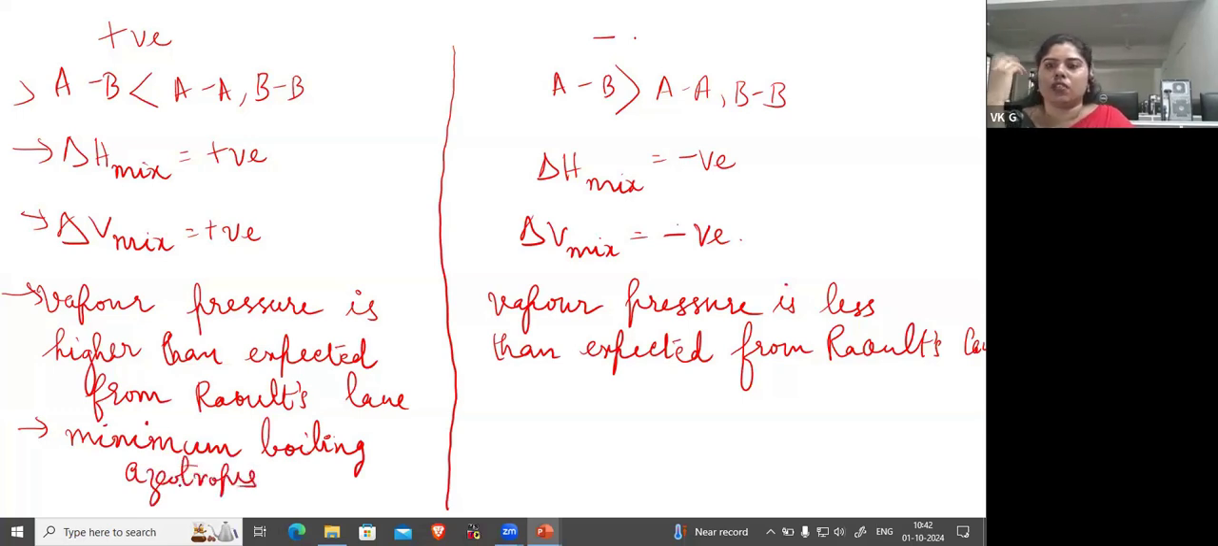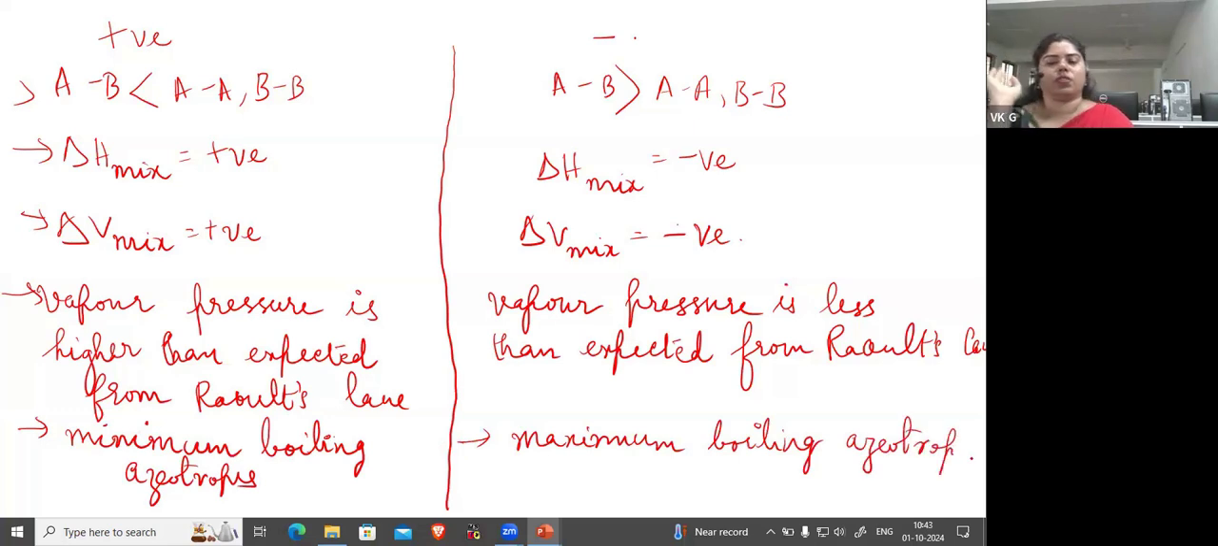The word looks like you're hearing it for the first time. Actually, it's easy, I'll tell you. Minimum boiling azeotropes, and then you have maximum boiling. The negative deviation ones, you call them maximum boiling azeotropes.